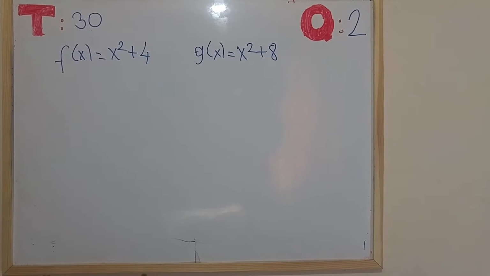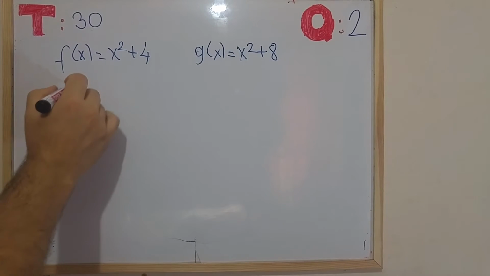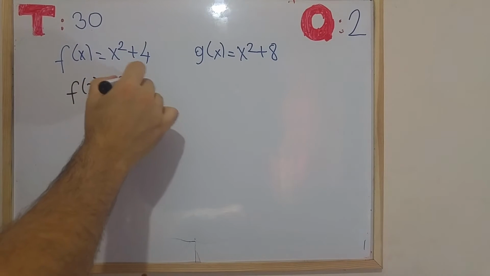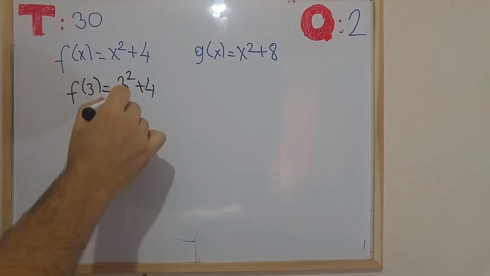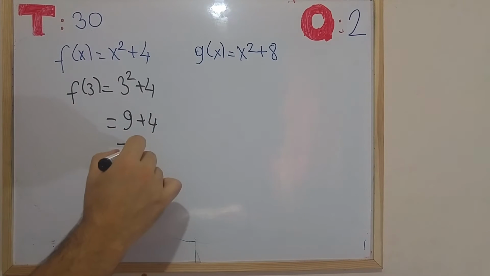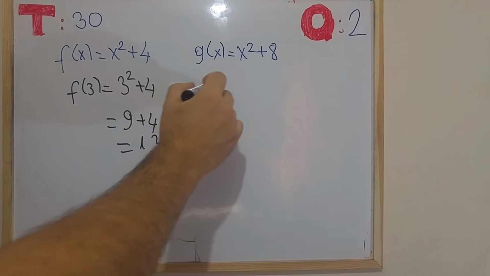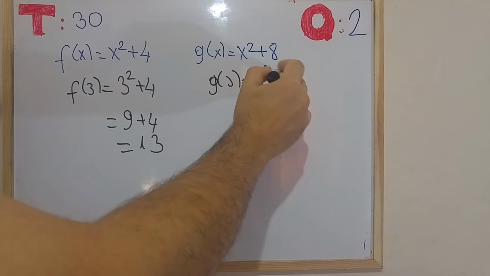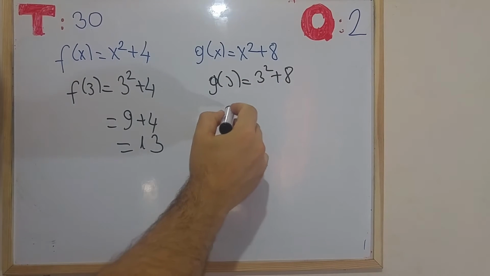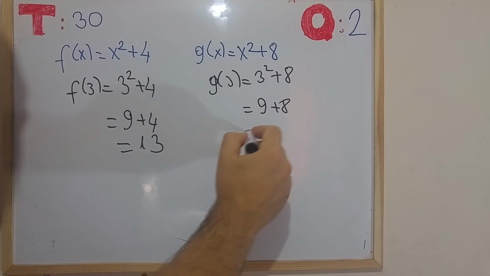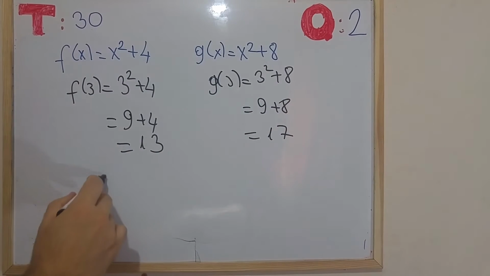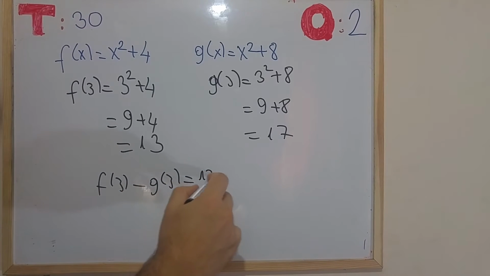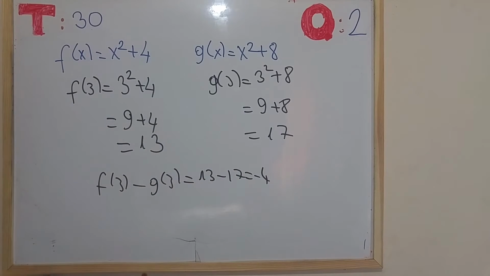Let's calculate f of 3 and g of 3 respectively. F of 3 is equal to x squared, which is 3 squared, plus 4, which is equal to 9 plus 4, which is equal to 13. And g of 3 is equal to 3 squared again, plus 8. So it's going to be equal to 9 plus 8, which is 17. And f of 3 minus g of 3 is equal to 13 minus 17, which gives out minus 4.